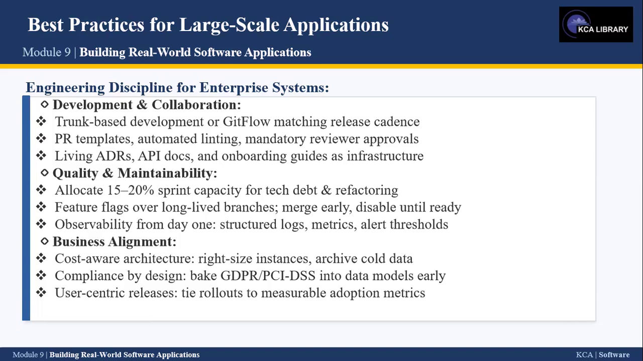For quality and maintainability, allocate 15 to 20% of sprint capacity for tech debt and refactoring. Use feature flags over long-lived branches, merge early, and disable until ready. Observability from day one: structured logs, metrics, alert thresholds. For business alignment: cost-aware architecture, compliance by design, and user-centric releases are the best practices. Great engineering is not just about code, it is about outcomes.